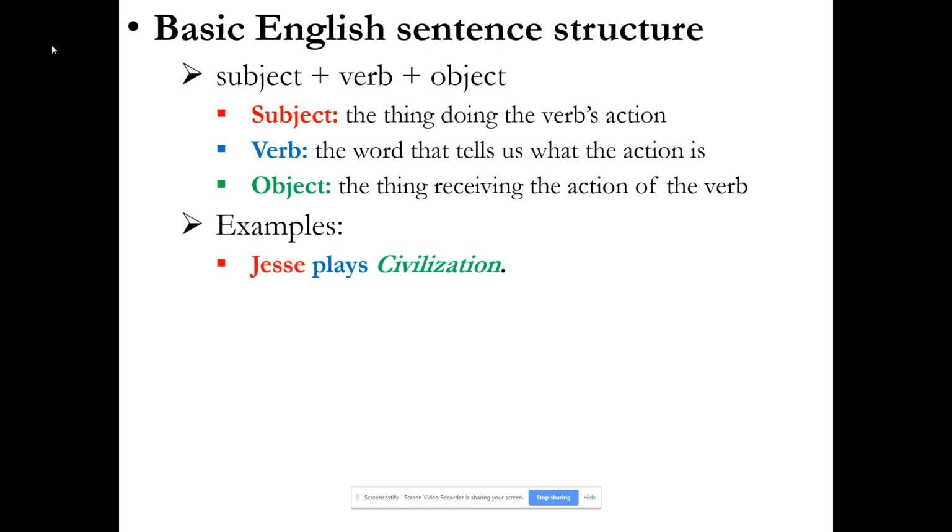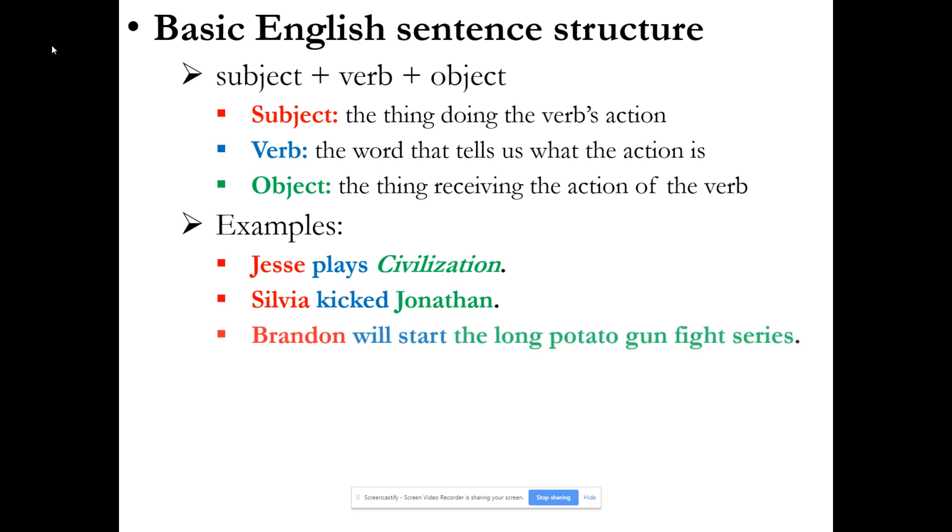So some examples. Jesse plays Civilization, right? Jesse is the subject, plays the verb, Civilization the object, right? Jesse is the subject because Jesse is doing the playing, and Civilization is the game being played. So Civilization is the object of the verb to play in this context. Sylvia kicked Jonathan, right? Sylvia is kicking. Jonathan was kicked, so Jonathan is our object. Sylvia is our subject.